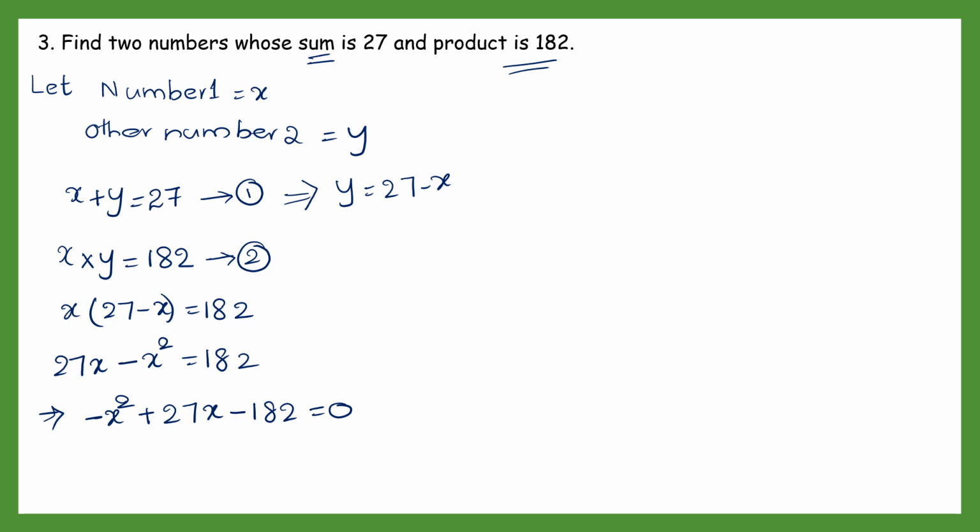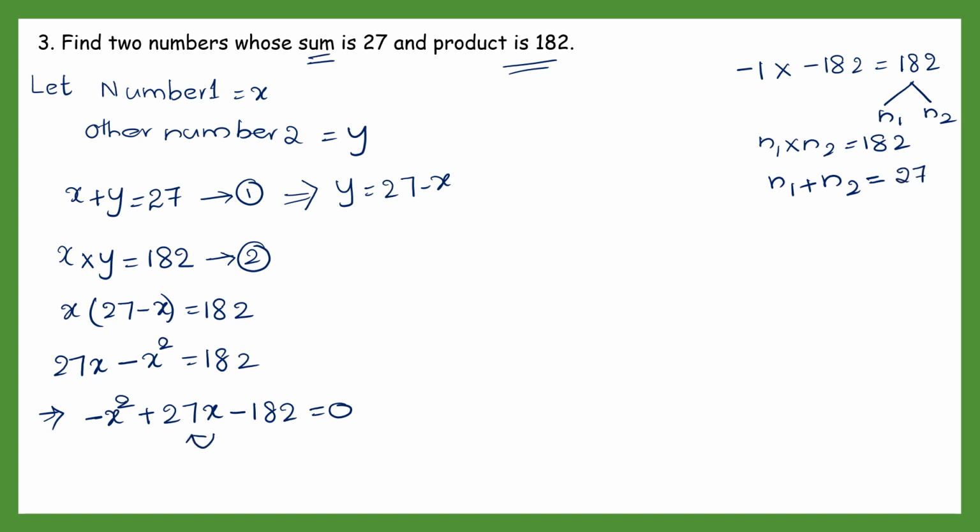We need to find the two numbers. So, what will we do? We split the middle term. For that, take the coefficient of x square, which is minus 1, into the constant minus 182. Minus into minus is plus, 1 into 182 is 182. This 182 should be split into two numbers n1 and n2. Their product n1 into n2 should be 182 and the sum n1 plus n2 should be the coefficient of x, which is 27. So, we should select such numbers.